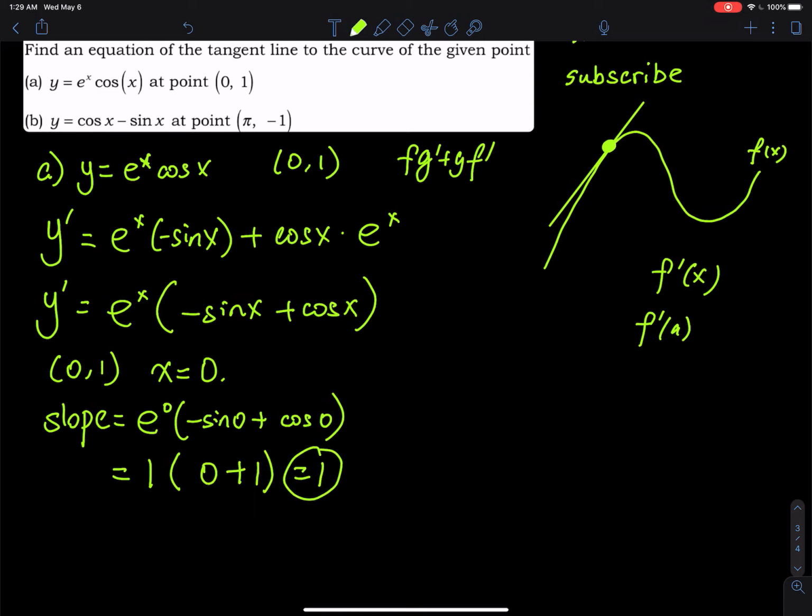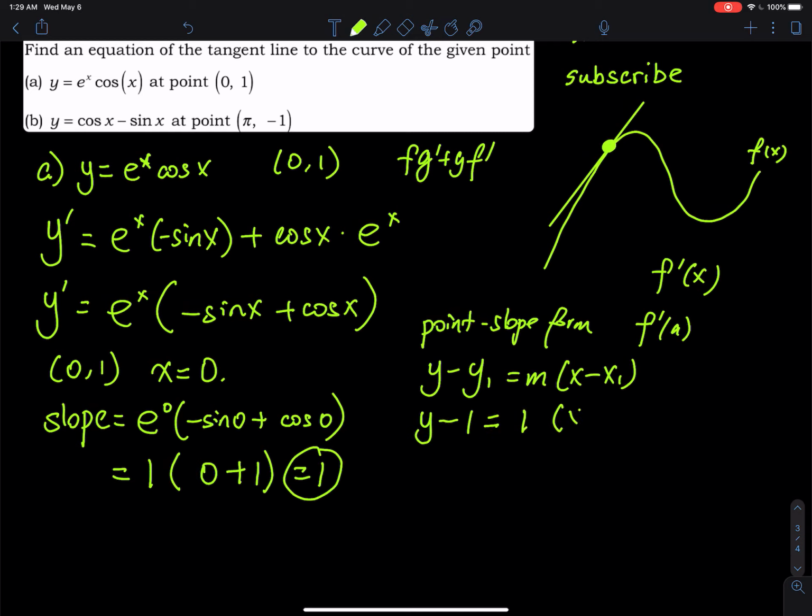That is my slope. And then how do you build a straight line? To build a straight line, you need the point-slope form, which is y minus y1 equals the slope times x minus x1. y1 is 1, the slope is 1, and x1 is 0. So overall, you have y equals x plus 1.